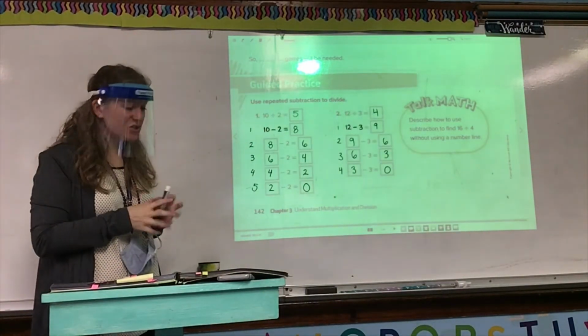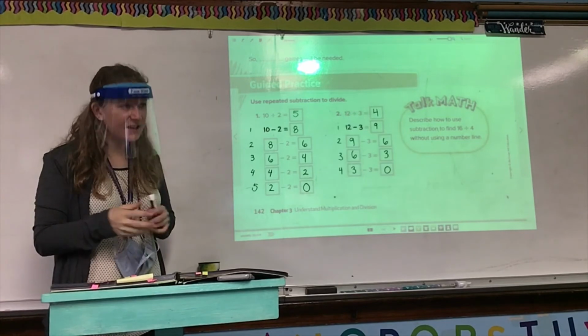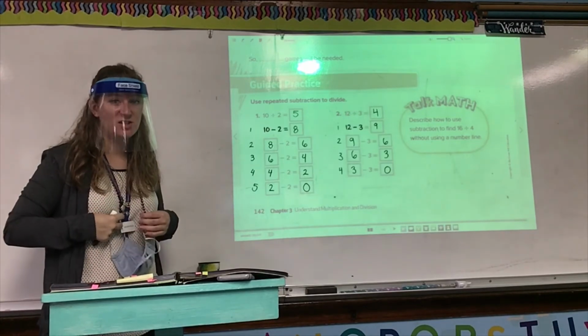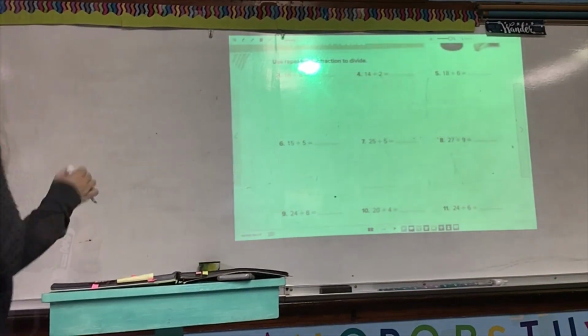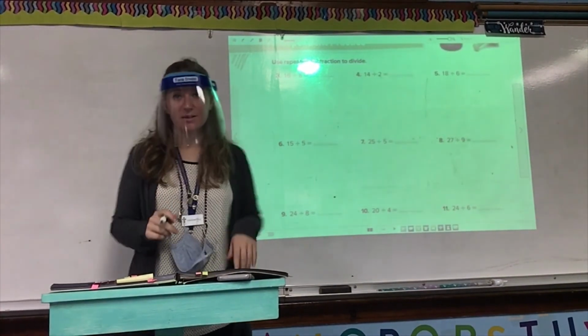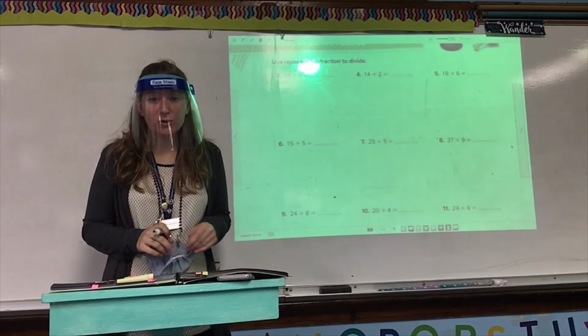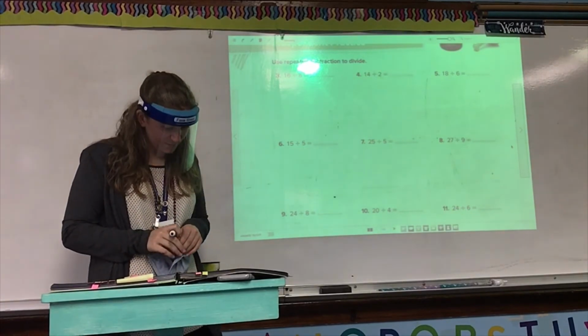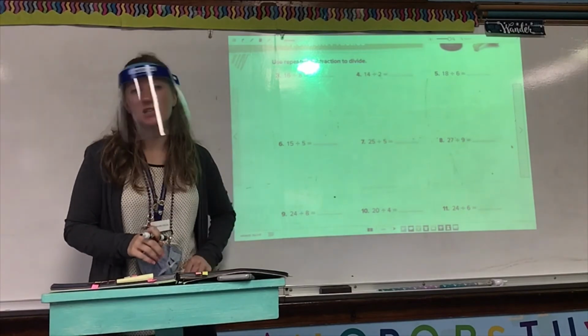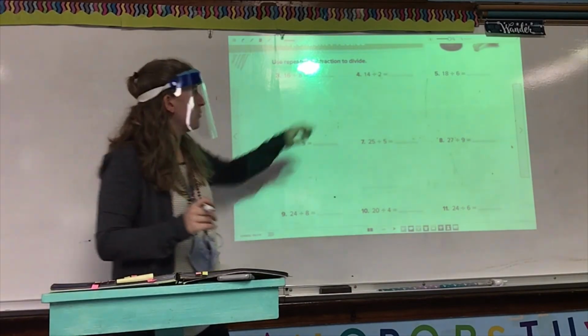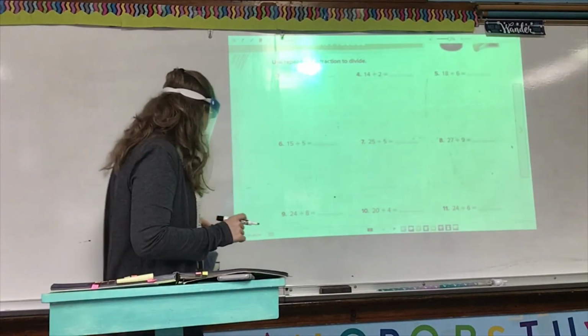Okay, let's go ahead and do number 4 in the independent practice together so that you can see how to set up your work. You're going to set up your work exactly the same way the guided practice is, but you don't have any boxes. So number 4 is 14 divided by 2.